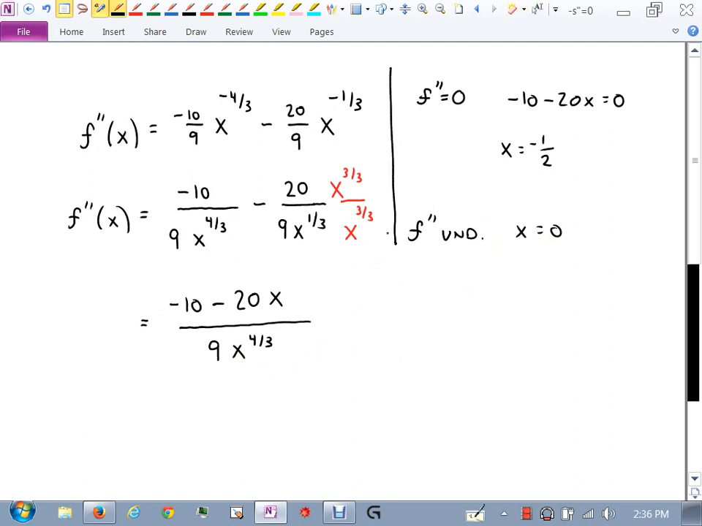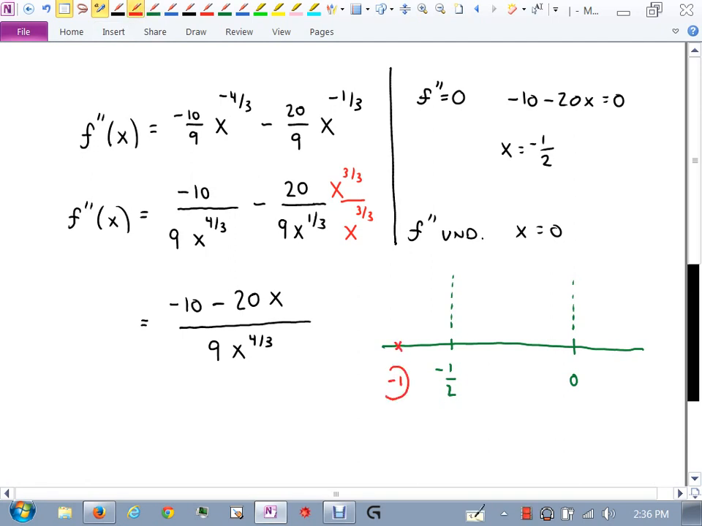So at this point, I can draw a number line. Negative 1/2, make sure you get these in the appropriate order, and 0. I'm going to plug in, let's say, negative 1, negative 1/4, and 1. I'm plugging those into this second derivative. What does it mean to raise something to the 4/3? Cube root, but then 4th power. So no matter what I plug into the bottom, it's always going to be positive. So it's just a matter of determining what's happening up here. Plug in negative 1, and what do you get? Positive.